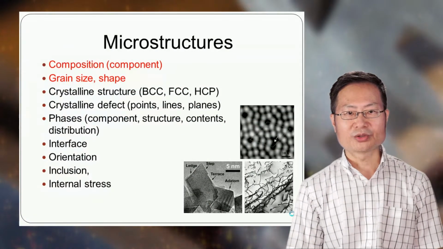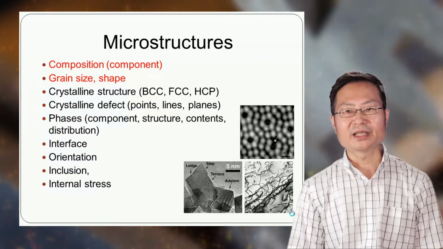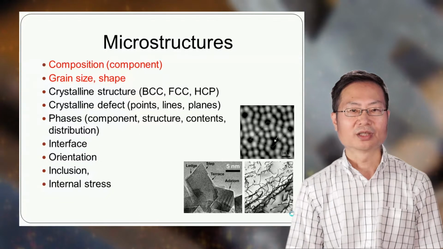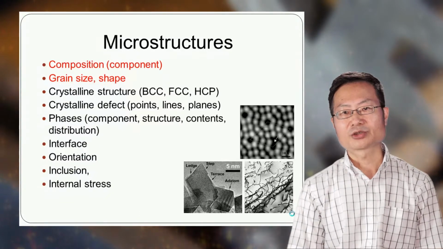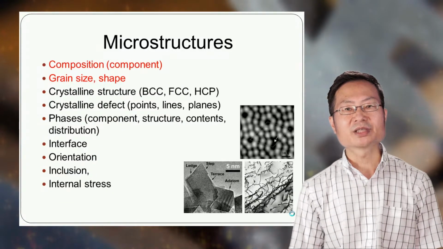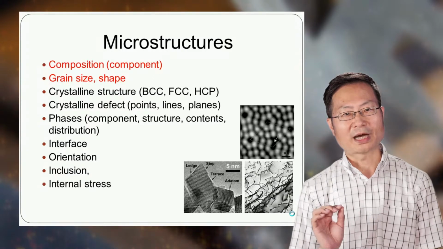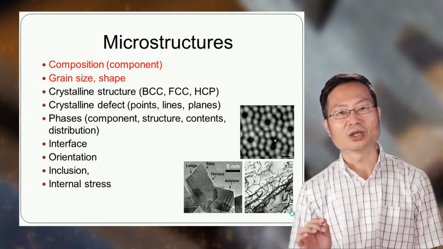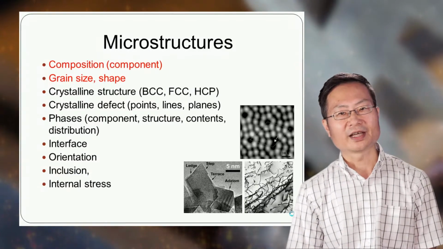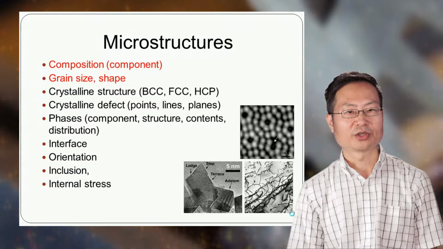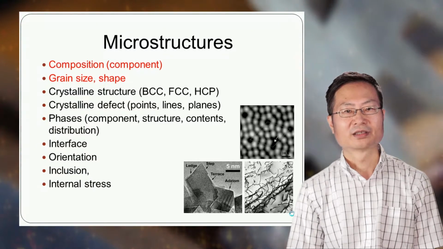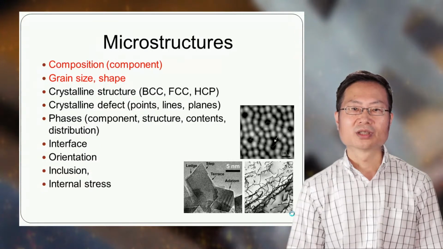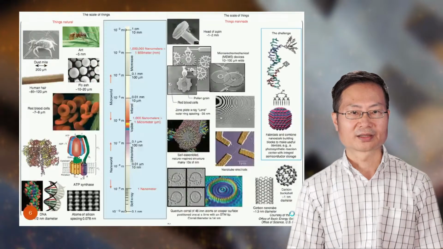Besides the composition and grain size, there are many microstructures that can influence the properties of the material, including crystal structure, which means the atoms stacking according to a body-centered cubic order, or the FCC or HCP order, the crystalline defects, the imperfections of the crystal, phases, interfaces, orientation, inclusions, and even internal stresses.